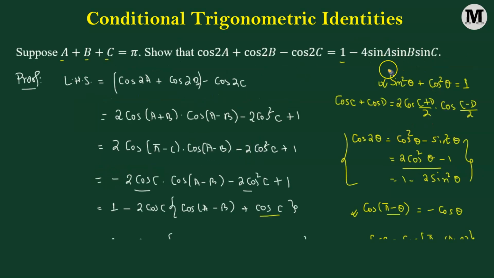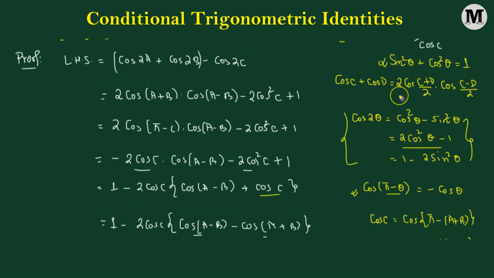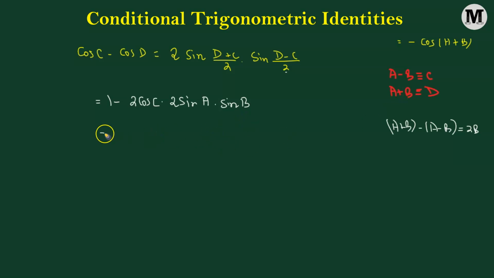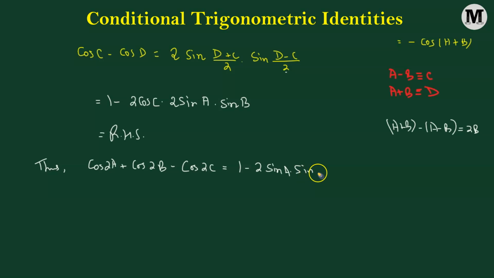There's a typo in the problem. This is actually not sine C, but cosine of C, which is the expression on the right hand side. So what we have done is we started out by considering cosine of 2A added to cosine of 2B minus cosine of 2C, and we obtained this as 1 minus 2 times sine of angle A times sine of angle B multiplied by cosine of angle C, whenever we have A plus B plus C equal to pi radians. Hence proved.